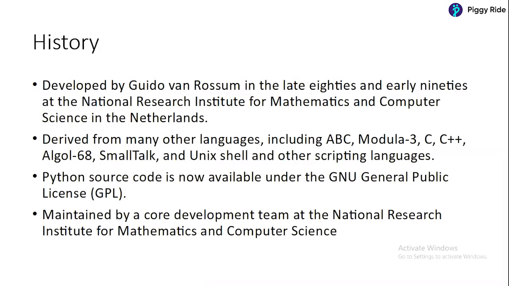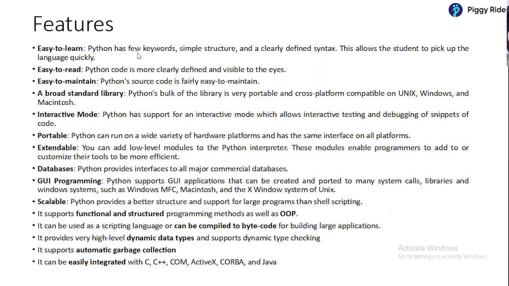And then the history. So who made Python? The person who made Python is Guido van Rossum, in the late 80s and 90s at an institute in the Netherlands. So this is the history. You can read about how Python was made online also. Yeah, so these are the features.